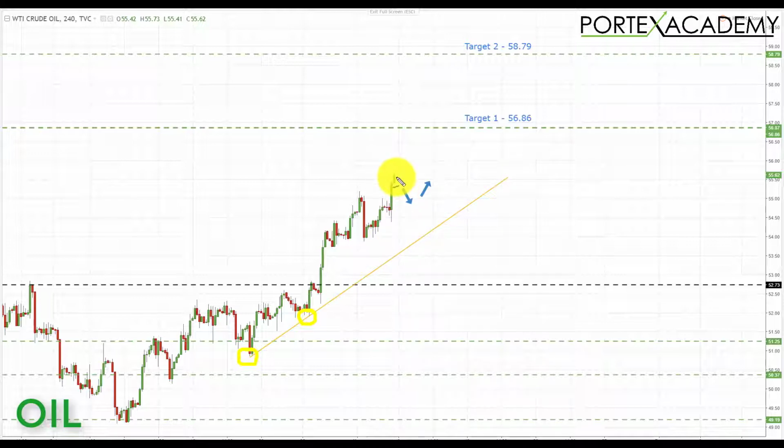But what we first need is a correction to take place, possibly a deeper correction down into the channel. However, because this is a fairly strong uptrend, we may only get a pullback into around the 55 area. Either way, we want to see a correction before we start to look for bullish formations and patterns. We'll be looking at taking longs up towards the first target of 56.86, and if we get a breakthrough here, up towards the secondary, slightly longer term target of 58.79 in oil.